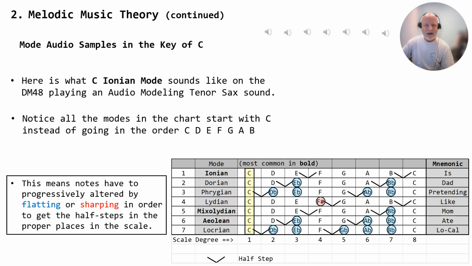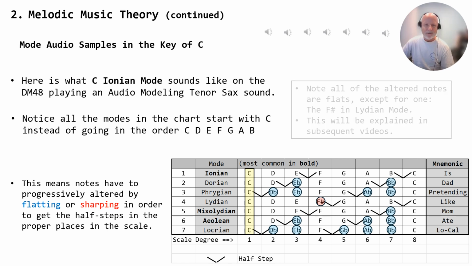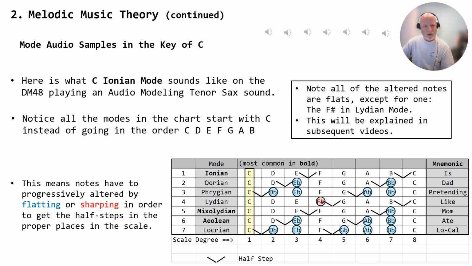Because we need to keep those half steps in the right places for all these modes, we have to adjust notes as we go, by sharping or flatting in order to get the half steps in the right place. So it's interesting to note here that in the key of C, all the modes that start with C involve flatted notes, except for the Lydian mode, mode number 4, which involves a sharp note, the F sharp. So we're going to explain that all in detail. So here we go. Here's what they sound like.